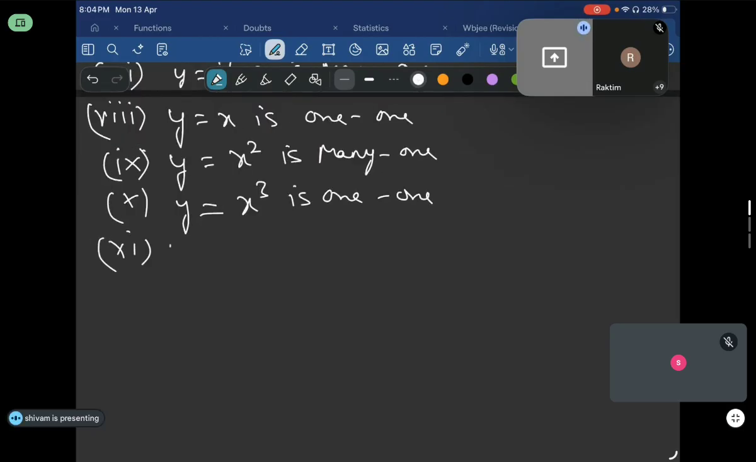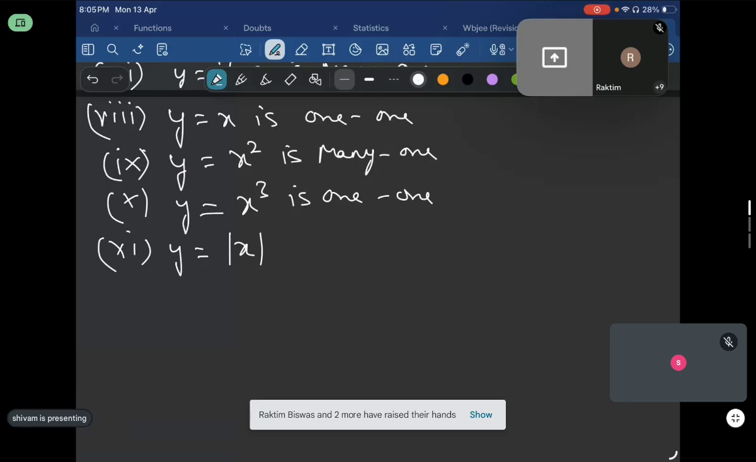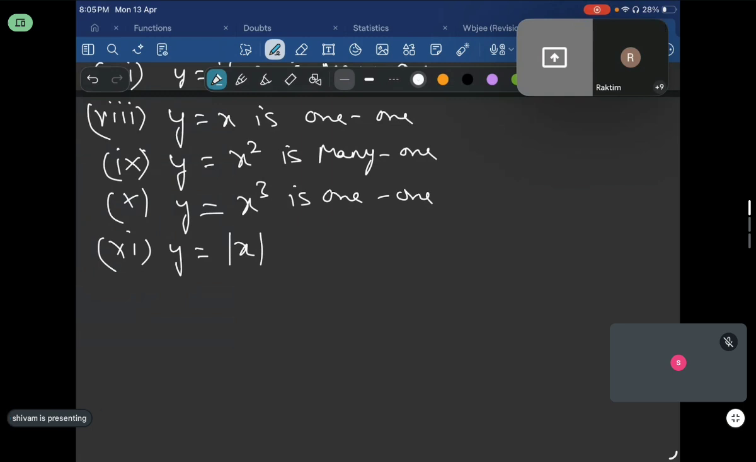Number 11. y is equal to mod x. Tell me, everyone. Mod x, one-one or many-one? Raktim, tell me. Many-one.